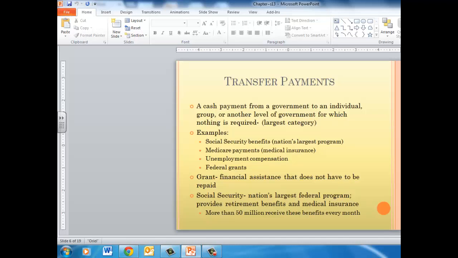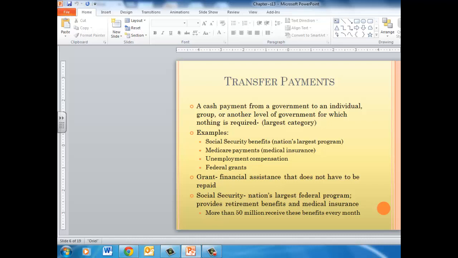Transfer payment is a term that you definitely want to know the definition and what it means. When the government transfers payments, it is for nothing in return. So those people that receive Social Security benefits every month, those people that receive Medicare benefits, payments to their doctors, payments for prescriptions, for health benefits, unemployment compensation, and then federal grants, that money that does not require repayment, those are transfer payments.